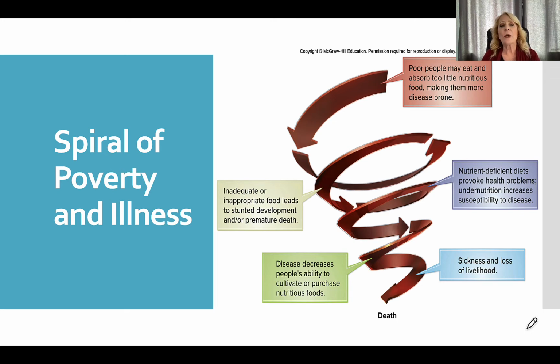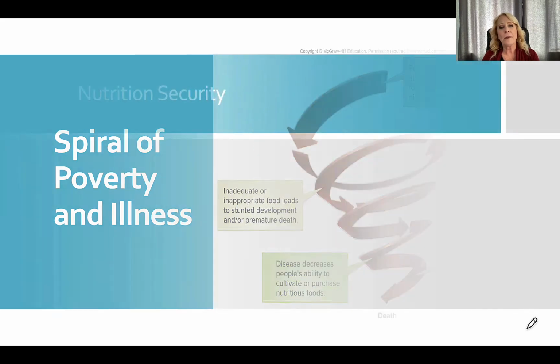Inadequate or inappropriate food leads to stunted development and premature death. Disease decreases people's ability to cultivate or even purchase nutritious foods. If you have too many people in a population who are sick, who's going to grow the food? Who's going to go to the store to buy the food? Nutrient deficient diets provoke health problems. Undernutrition increases disease, like we talked about, sickness and loss of livelihood, of course, even leading to death.